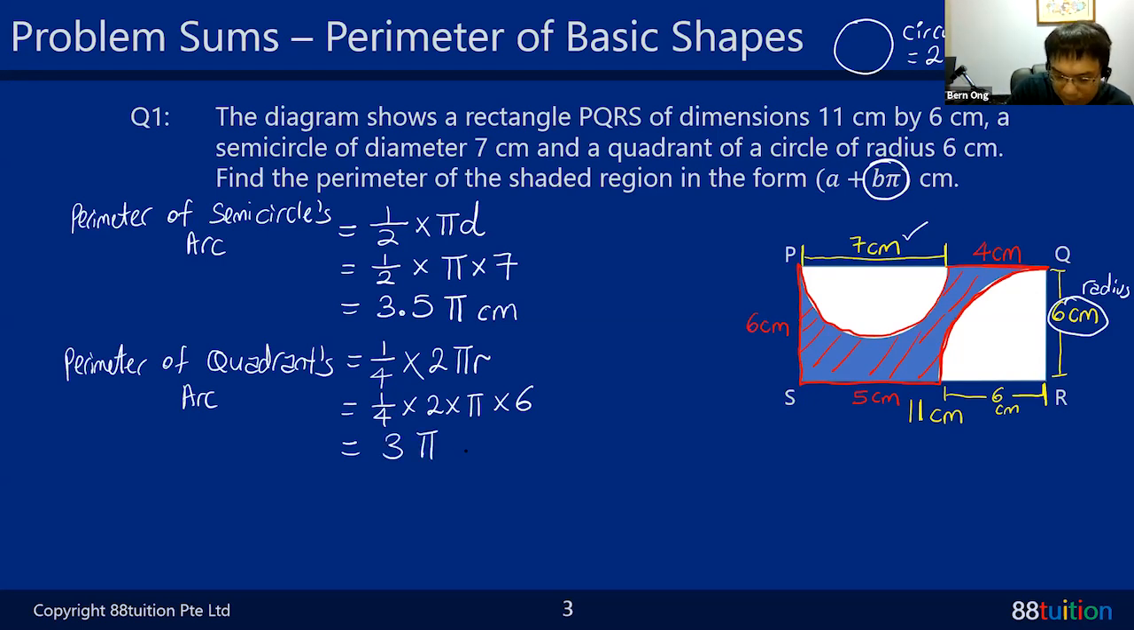Sure, press calculator, yeah, smart. Should have listened to you. So just press your calculator without the pi, you will still get 3 pi. Clear or not? Okay, so now you're looking for the perimeter of the red color portion.